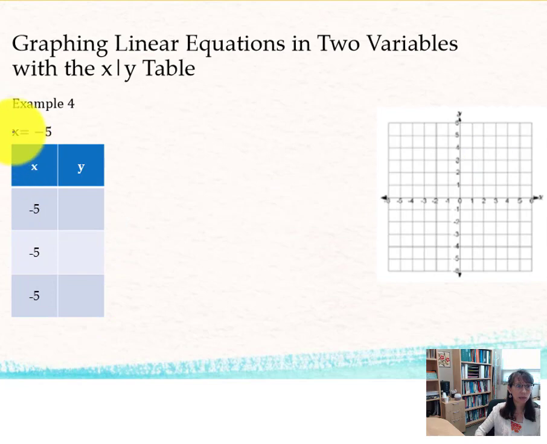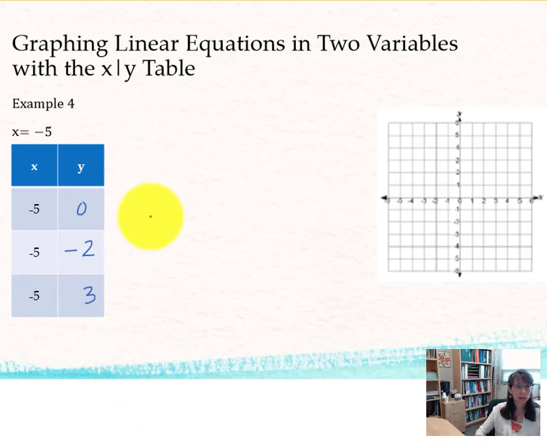In our last example, we have x equals -5. So this time we notice we don't have the variable y in the equation. So x is always worth -5. Y could be any real number. So I just randomly chose some values.